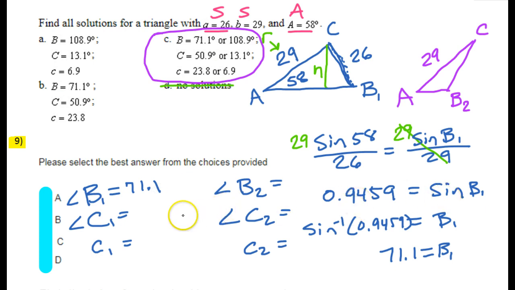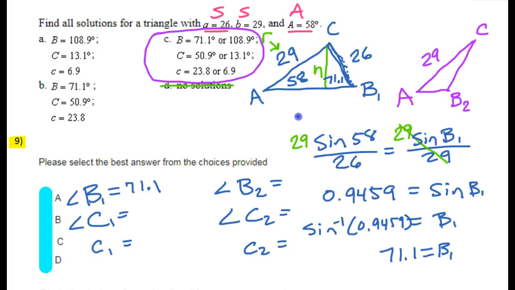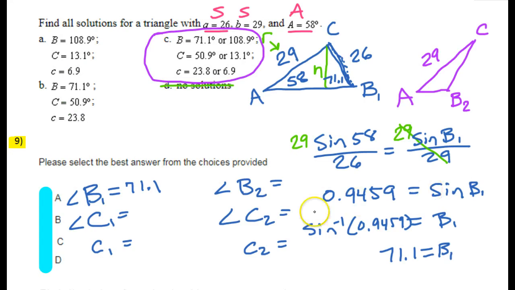Now if I want to find angle C, well, I know 2 out of 3 angles, so to find the third, I can just subtract from 180. Because this one is 71.1, they all have to add up to 180. So I can just do 180 minus 58 minus 71.1. So that leaves 50.9 for angle C, well, angle C1.